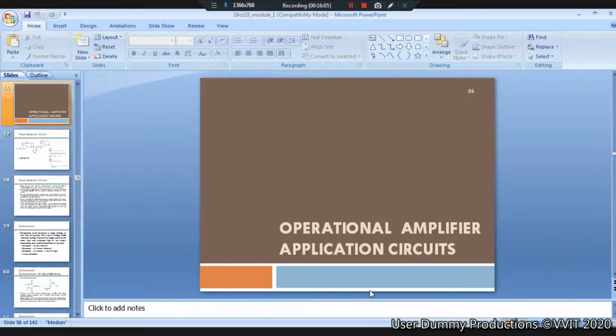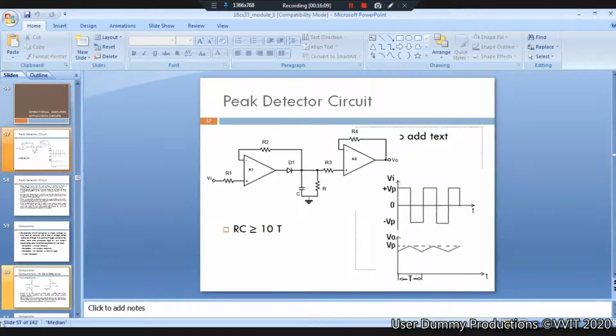Now we can take the operational amplifier and see how it is used in application circuits. First one, I will take the peak detector circuit. In the peak detector circuit, they are using two operational amplifiers, connected to a number of resistors as well as a number of capacitors.